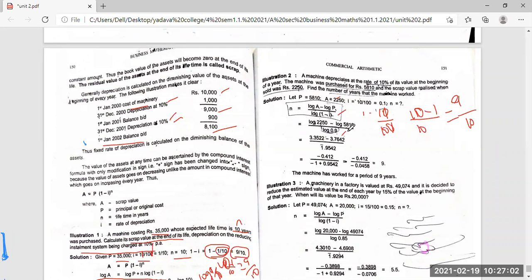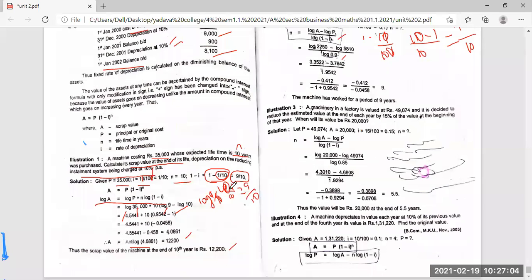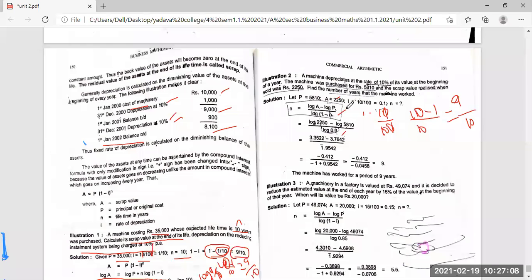Yes, ma'am. Did you understand? It is the same thing we did here, the same value. Here it is 10%, and here also 10%. So we have to find the same value. Okay, 0.9. So as soon as we see 1 minus I, 1 minus I is 10 by 100. Considering that, it is 9 by 10. So when we divide 9 by 10, we get 0.9.